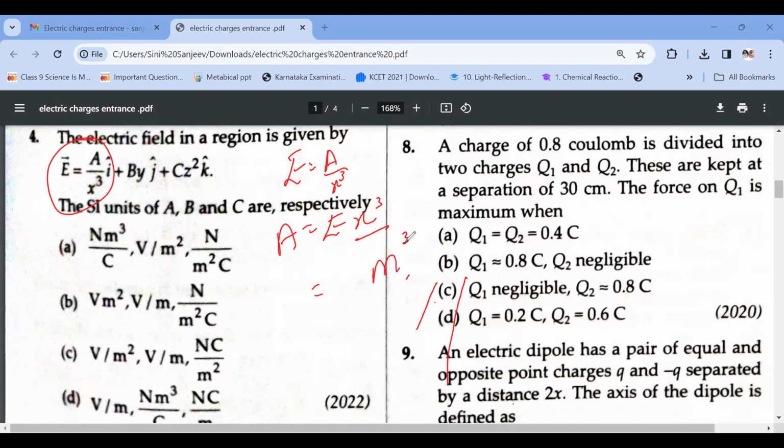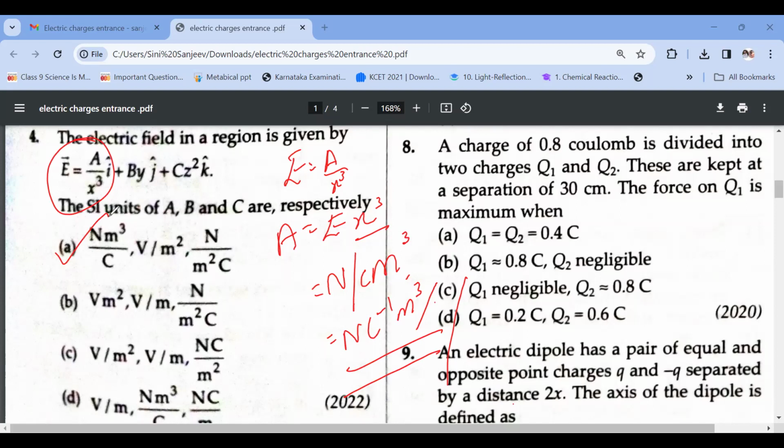Electric field. Electric field is what? Newton per Coulomb, or NC power minus 1, times meter cube. That's all. So from this itself, I can directly get option A as the answer. But if you want, I can do it for B and C. That you should try.